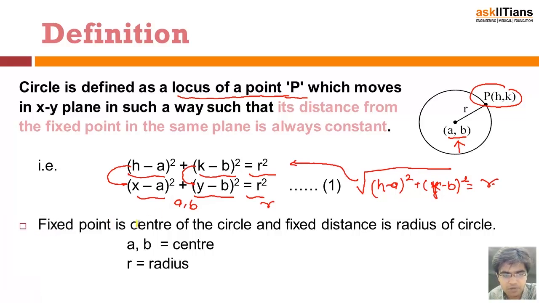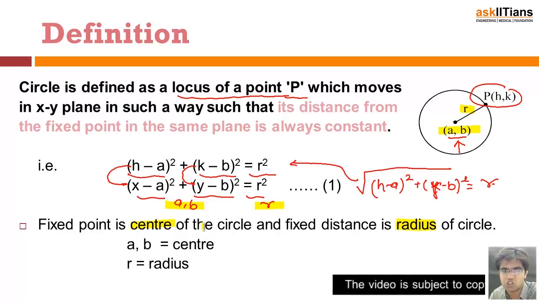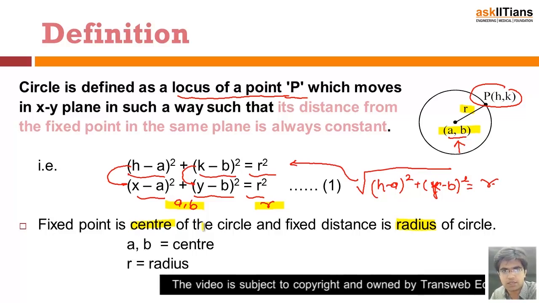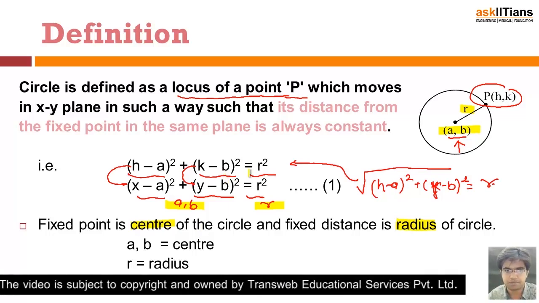Let's call the fixed point the center. That means your a, b, this fixed point, is the center, and your fixed distance r is the radius of the circle. So again, the most important parameters in the equation of a circle, or in a circle in general, are one the radius and the other the center. Let's move.